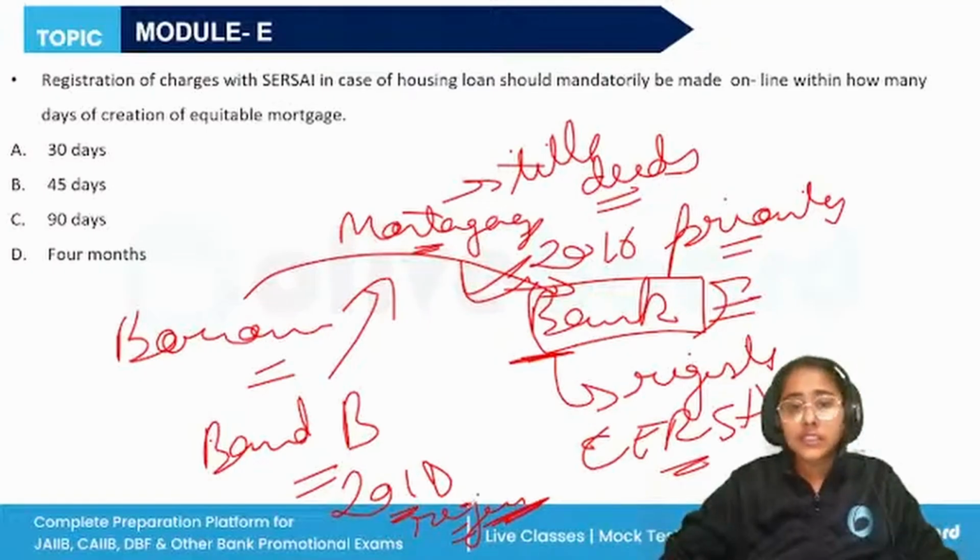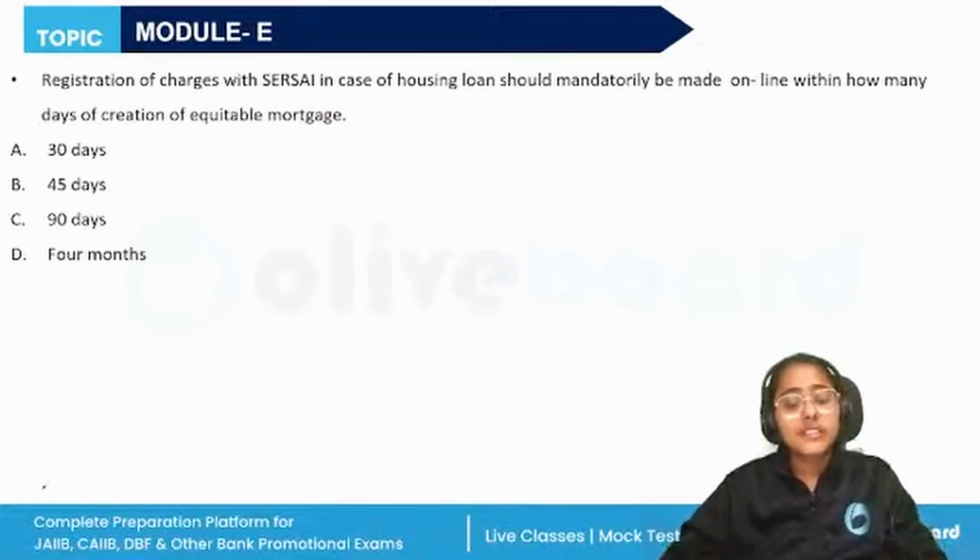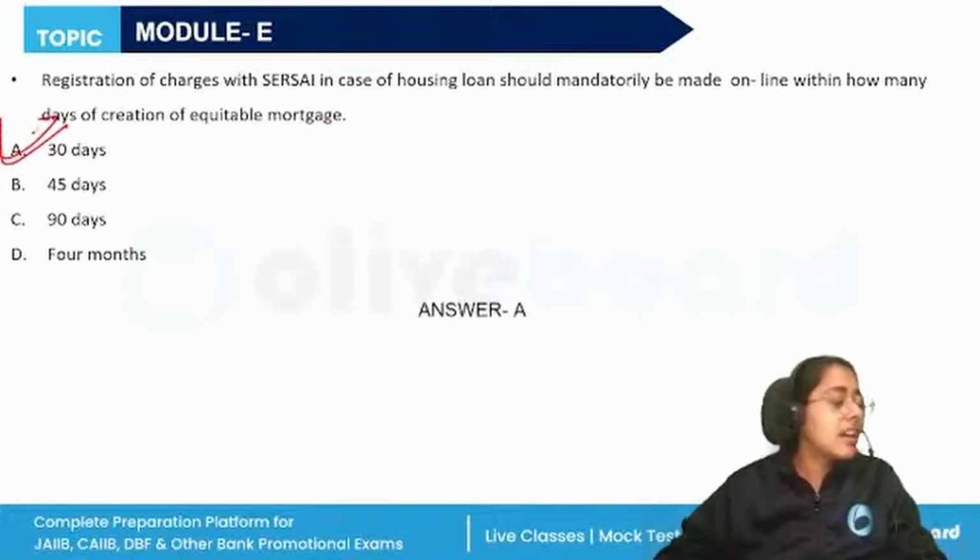So the question asks us, in the case of a housing loan, the registration of charges with CERSAI should mandatorily be made online within how many days of creation of equitable mortgage? Option A 30 days, option B 45 days, option C 90 days, or option D 4 months. The correct answer is within 30 days the charge has to be registered. CERSAI also says that if the customer is not getting the charge registered, it will be the responsibility of the bank to get it registered. Then all the charges or fees prescribed will be recovered from the customer.